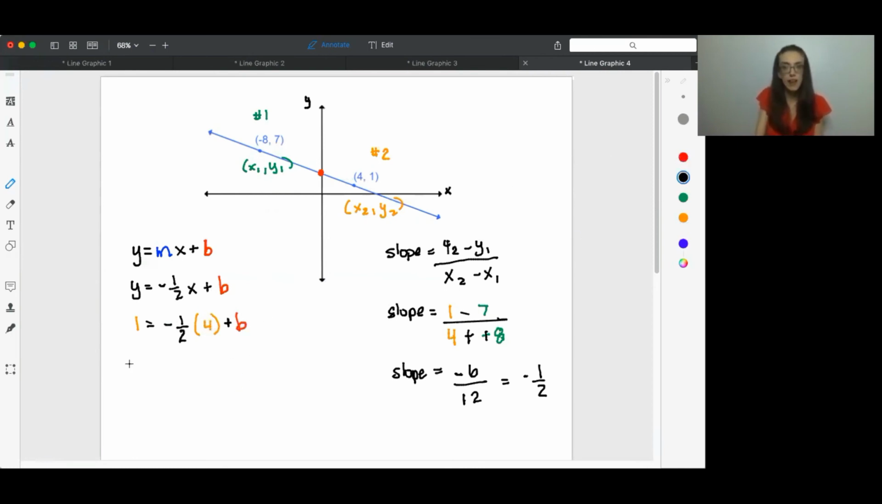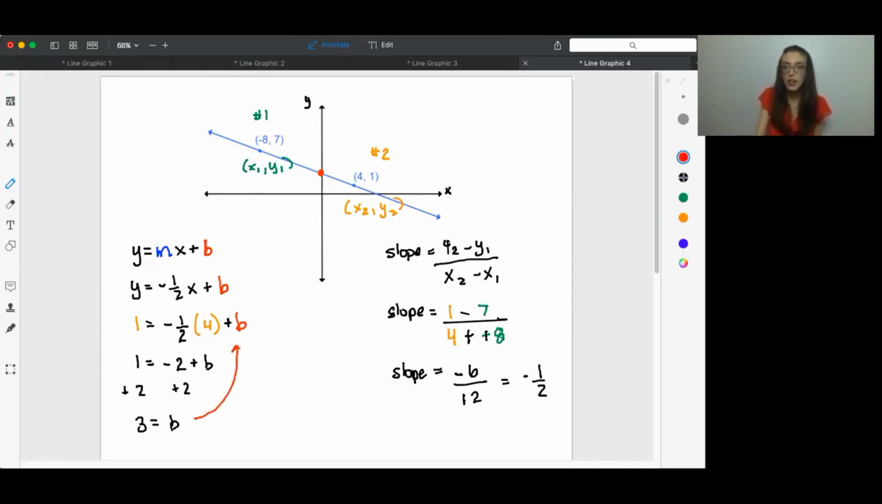All right, let's do some math. 1 stays the same. What's -1/2 times 4? Well, that is a -2 plus our b. All right, now what you would do is you would add your 2 to both sides so you can isolate that b, and we get 3 is equal to b. All right, now we have exactly what we need in order to solve for this equation.